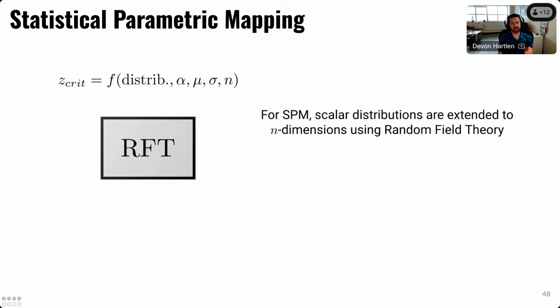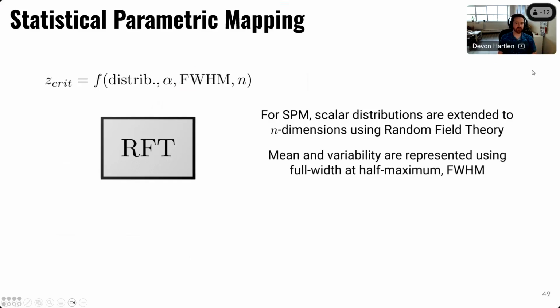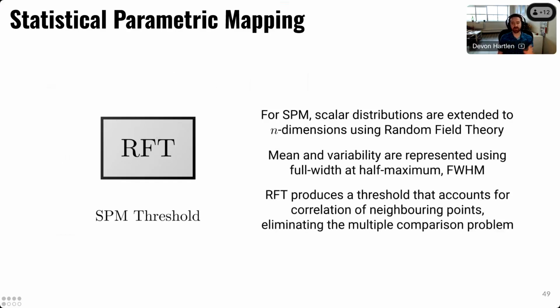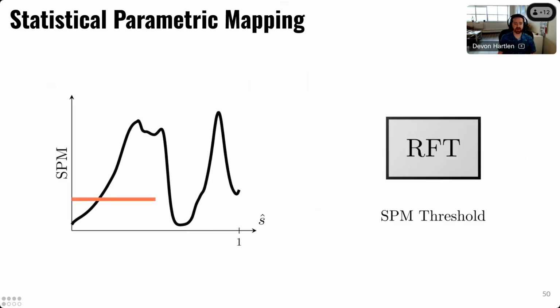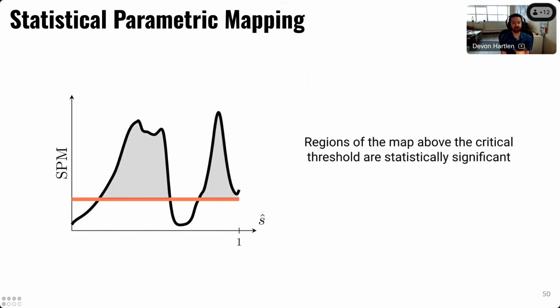Similarly, we're going to replace our mean and standard deviation with another parameter called full width at half maximum, which is equivalent for this multidimensional case. All of this data gets fed into random field theory, and we get out an SPM threshold that accounts for the correlation between neighboring points and eliminates the multiple comparison problem. We can take this threshold and apply it to our computed statistical parametric map, and we say that any region of the map above this threshold is statistically significant.